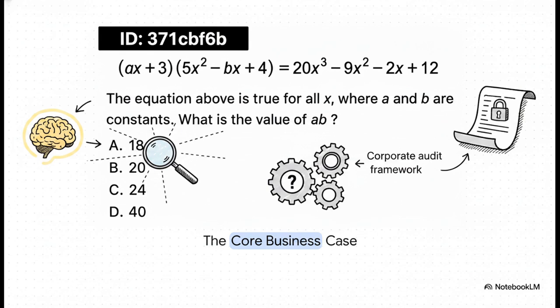On the left side of the ledger, there are two operational units, a binomial and a trinomial, that we need to multiply out. And this is set perfectly equal to a finalized cubic polynomial on the right. Now, the ultimate objective handed down to us is super specific. We have to isolate the hidden value of the constant AB. Not A by itself, not B by itself, but their combined synergistic product.